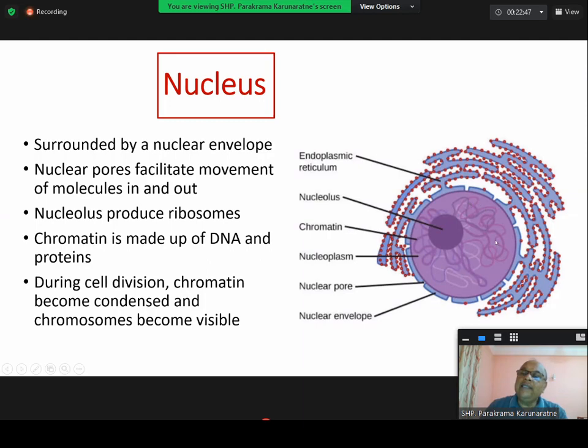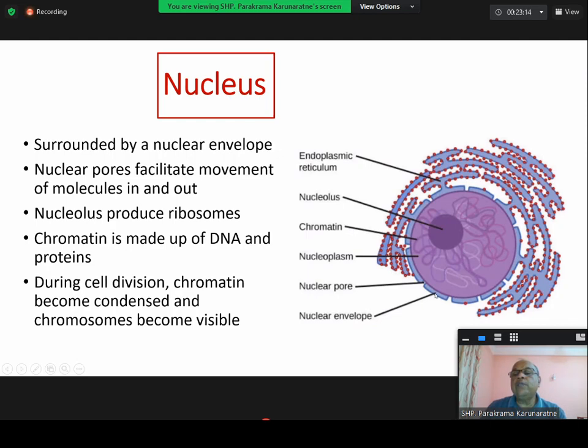So you can see the nucleus. This is inside the cell, usually in the middle of the cell. You can see there is a nucleolus. The function of the nucleolus I have given here. The nucleolus produces ribosomes, so the nucleolus function is the production of ribosomes. And the nucleus is surrounded by the nuclear envelope. This you can call the nuclear envelope.